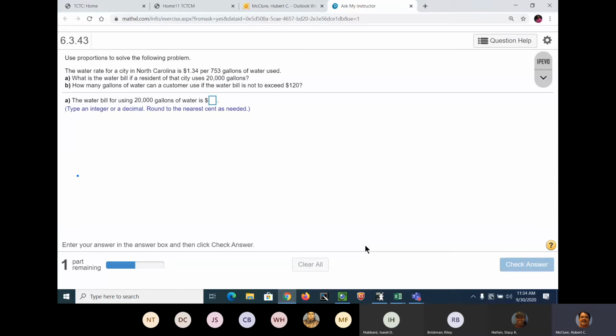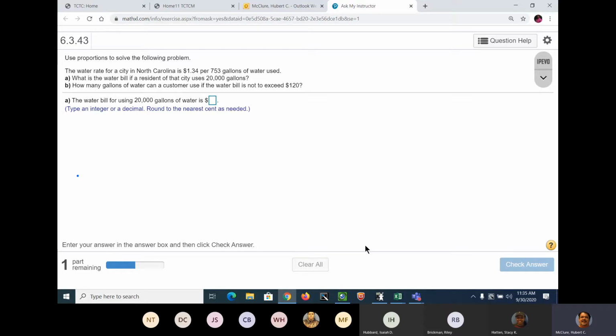The water rate for a city in North Carolina is $1.34 per 753 gallons of water used. So that means that each time we use 753 gallons, we get charged $1.34. I'm just writing that down. What is the water bill if a resident of that city uses 200 gallons?